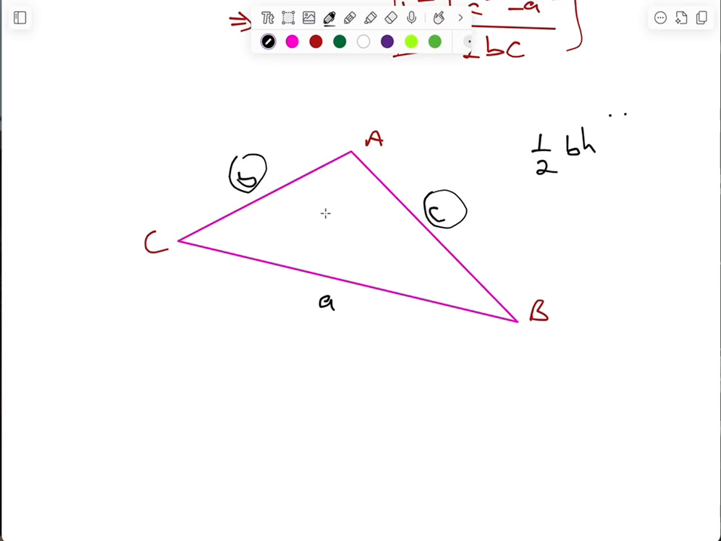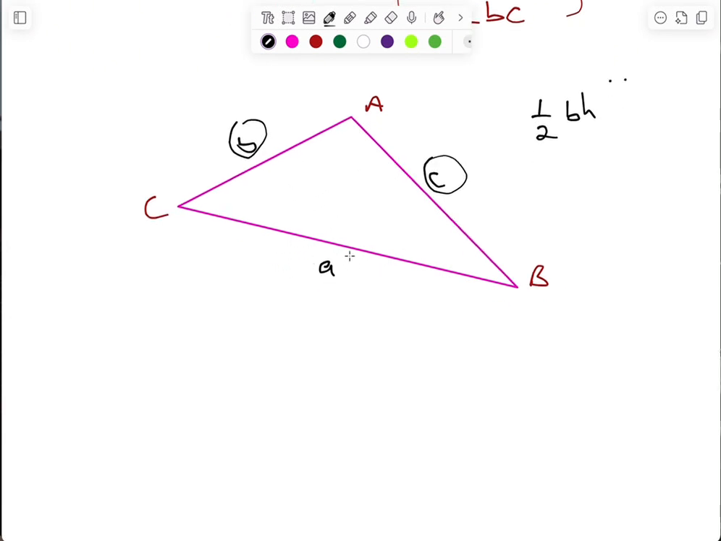But here's another thing you need to know. If I have the angle between two lines that are in the triangle, then I can always say that the area of a triangle is half BC sine A. So what do I mean? Look at line B, look at line C, and look at the angle that is between the two of them. Half BC sine A.